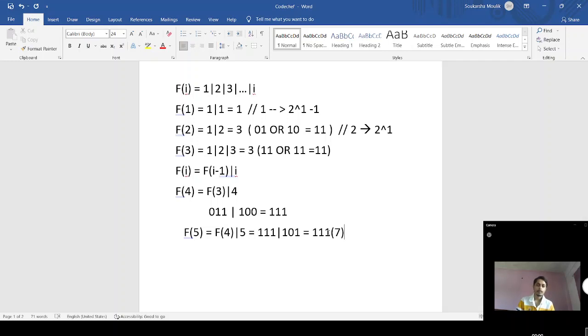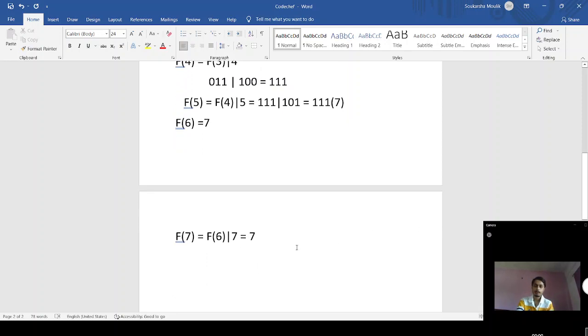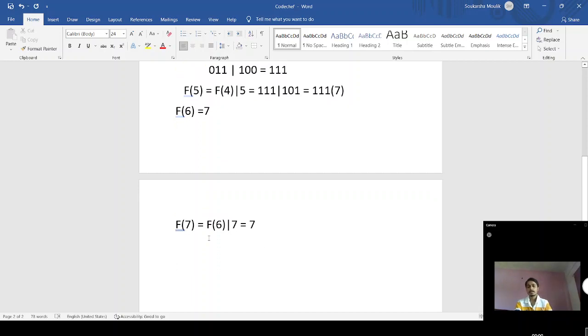Same goes for f of 7. f of 7 will be f of 6 ORed with 7. So this value will again come out to be 7, because we have just understood how f of 6 is coming out to be 7. So f of 7, which is f of 6 or 7, will again come out to be 7, in a similar way as I explained a few seconds ago. Now see, again you are doing a bitwise OR of 7 and 8.